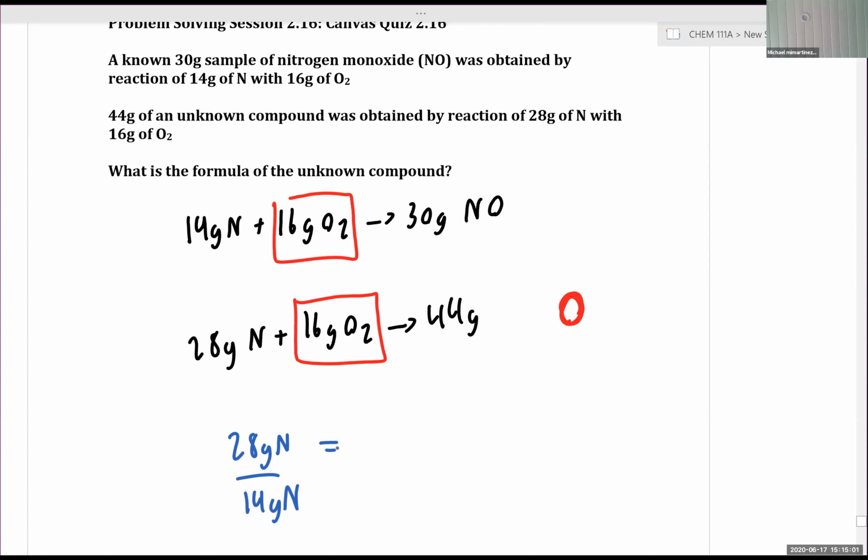And this is equal to our ratio of atoms. So we have the atoms of nitrogen in product 2 over the atoms of nitrogen in product 1. And how many atoms of nitrogen are in our first reaction product? How many atoms of nitrogen are in nitrogen monoxide? Just 1.